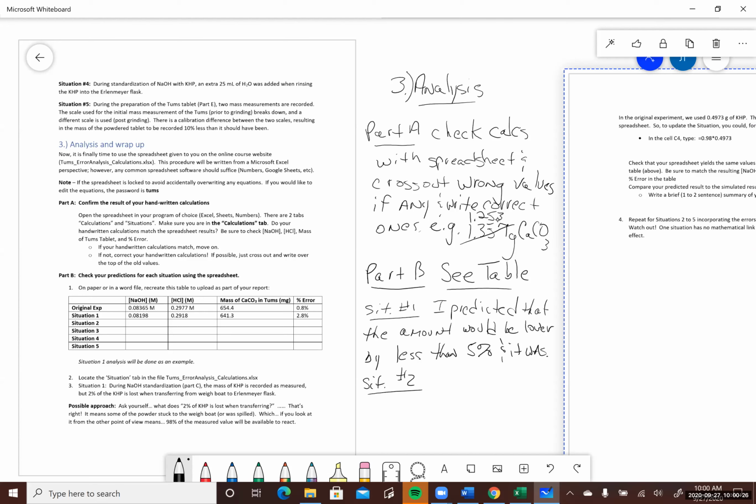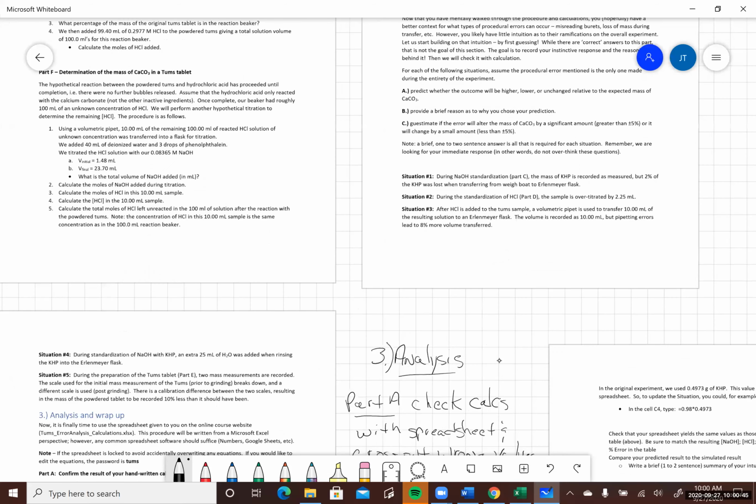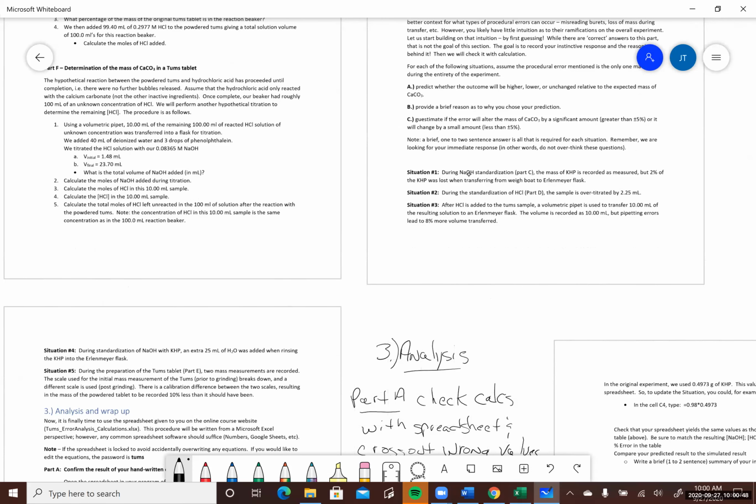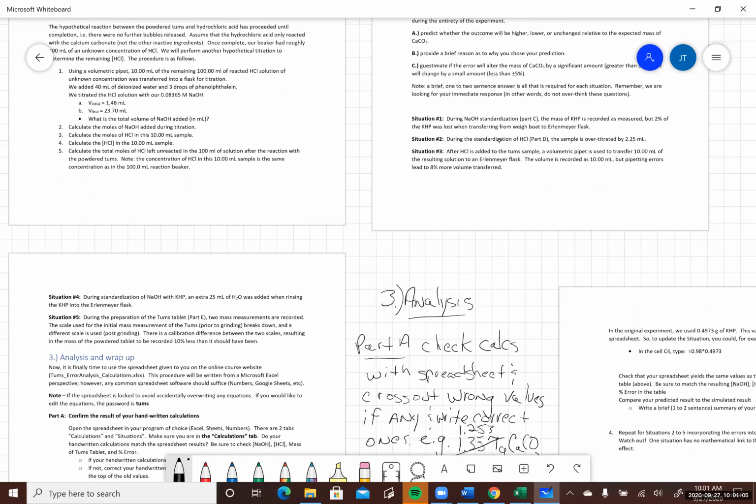All right, now the next part, B here, says check your predictions for each of the situations using the spreadsheet. And so I wanted to show you what that would be like. So for the first situation, which is right here, situation 1, it says during sodium hydroxide standardization, part C, the mass of KHP is recorded and measured, but 2% of the KHP was lost when transferred from weigh boat to Erlenmeyer flask. Okay, so you have 2% less.